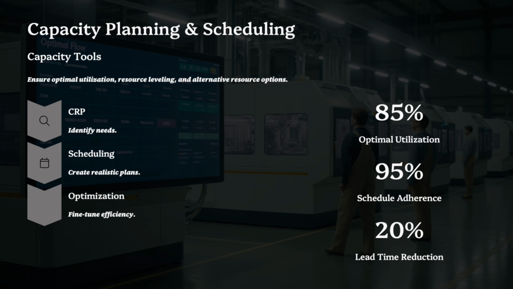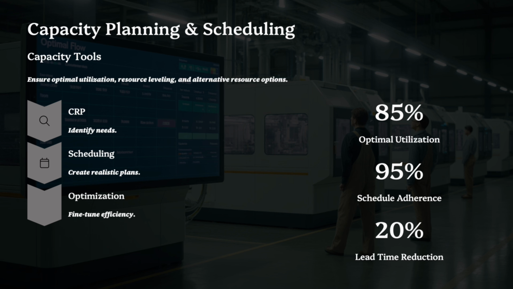Part 6. Capacity Planning and Scheduling. Even the best production plan fails if machines and workers are overloaded. That's where capacity planning and scheduling in SAP PP come into play. These tools ensure that resources are used efficiently and deadlines are realistic.